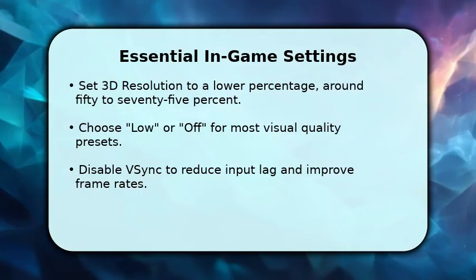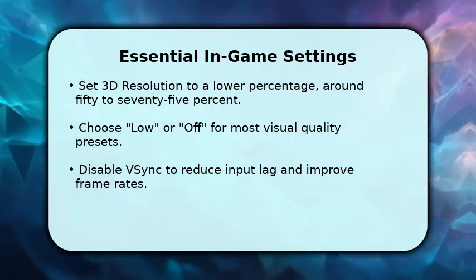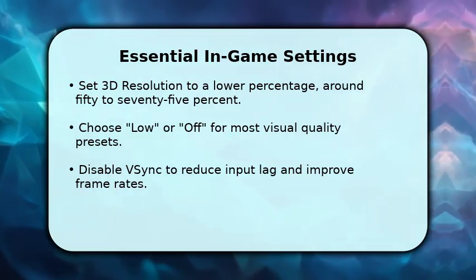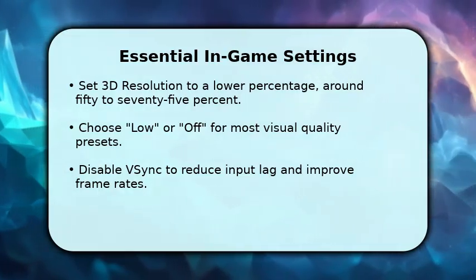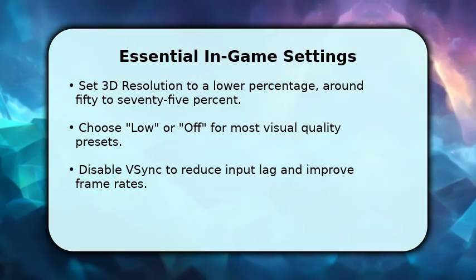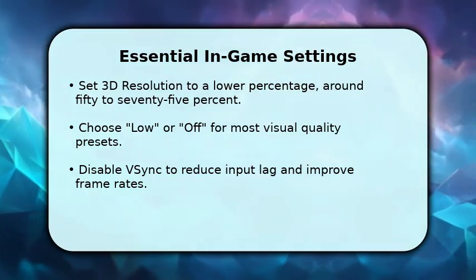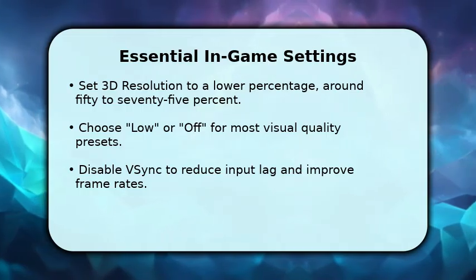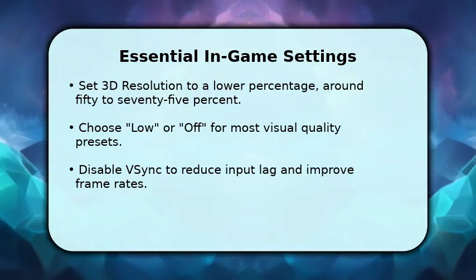Now, let's get specific with in-game settings. For a significant boost, set your 3D resolution to a lower percentage, perhaps between 50 and 75%. Most visual quality presets should be set to low or off. Disabling V-Sync is crucial for reducing input lag, and limiting your frame rate to 60 frames per second can provide a more stable experience on less powerful hardware.